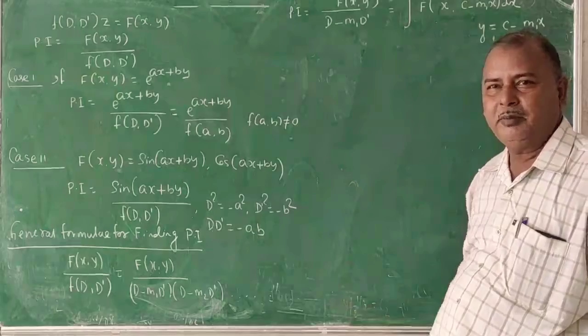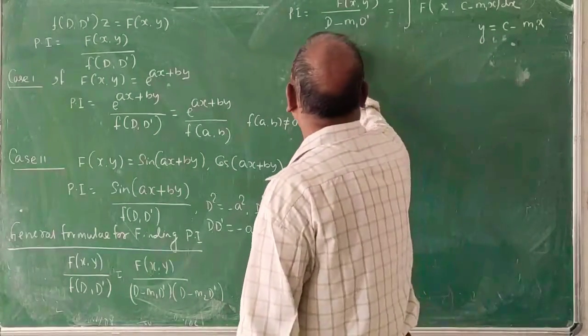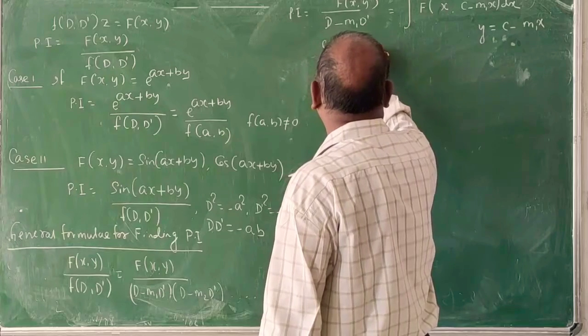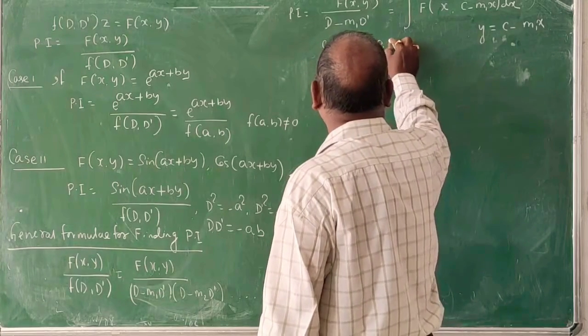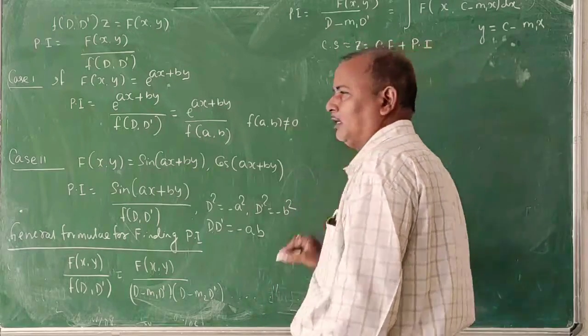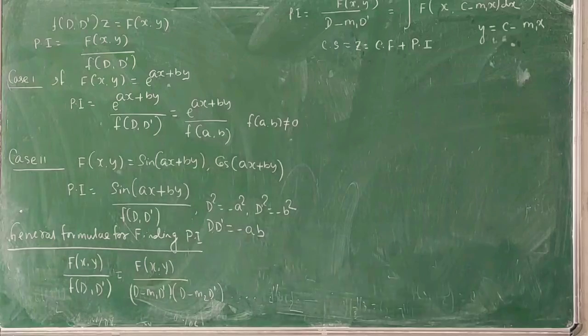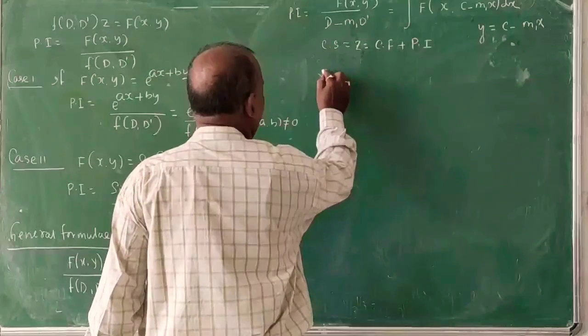Now you have the complementary function, and you have the particular integral. Therefore, the complete solution is z equals the complementary function plus the particular integral. Okay. Now let us take some problems.